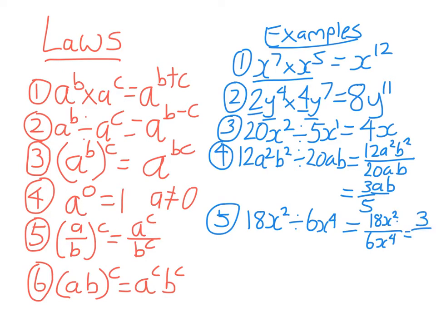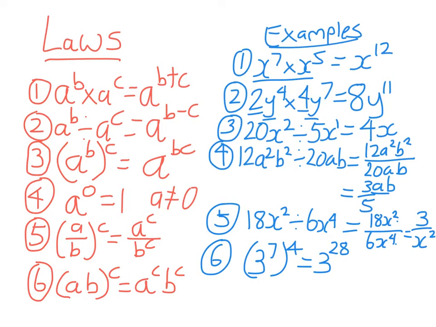But if I'm doing x squared divided by x to the power of 4, the x squared will be on the bottom. So I can operate cancelling when I am simplifying divisions. Okay, so we'll look at the third law. If you have something like, doesn't matter whether it's a letter or a number, 3 to the power of 7 to the power of 4, keep the same base, and then multiply the indices.